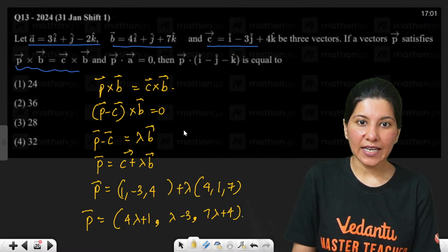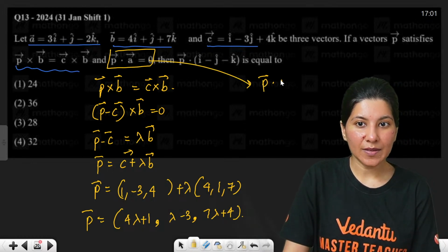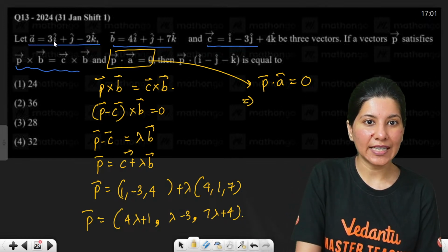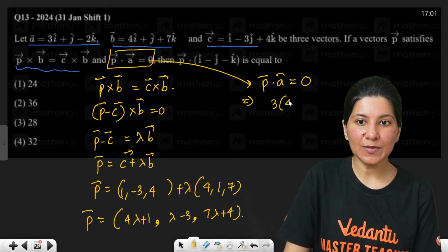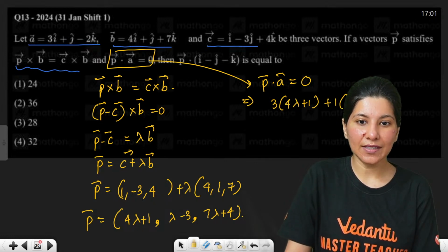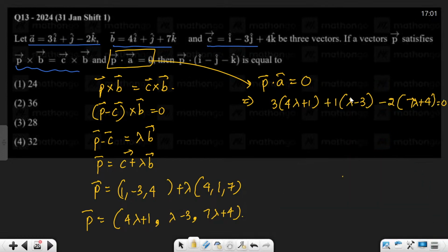Okay. And now P dot A is 0. So P dot A becomes 0 means what? P dot A, so basically 3 times (4 lambda plus 1) plus 1 times (lambda minus 3) minus 2 times (7 lambda plus 4) equals 0. This will give you the value of lambda, right? So the value of lambda is going to become minus 8.